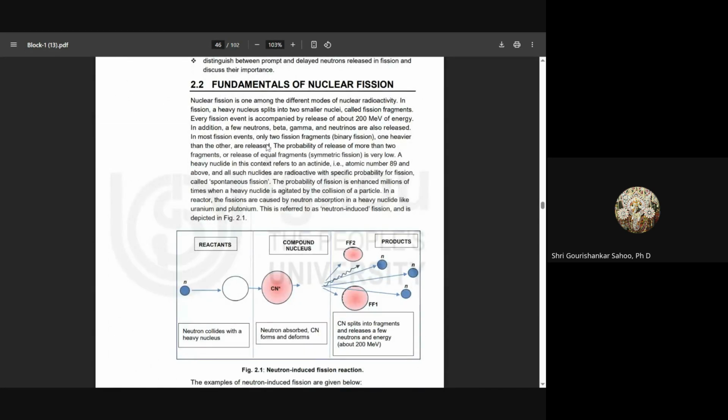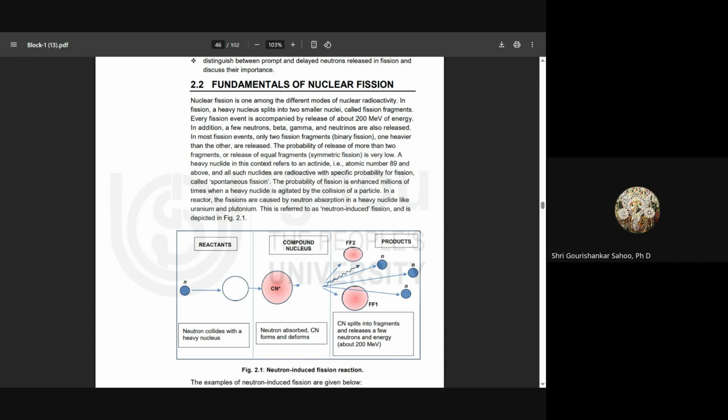Okay. So let us have the next part, that is nuclear fission. In nuclear fission, you also encounter radioactivity. In fission, a heavy nucleus splits into two smaller nuclei called fission fragments. And every fission event is accompanied by release of energy, and it is around 200 mega electron volt.